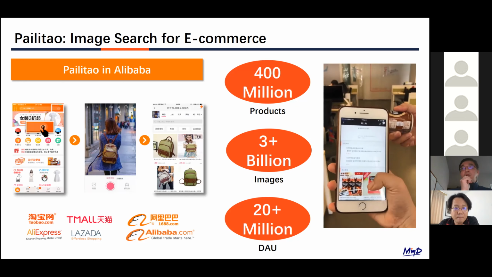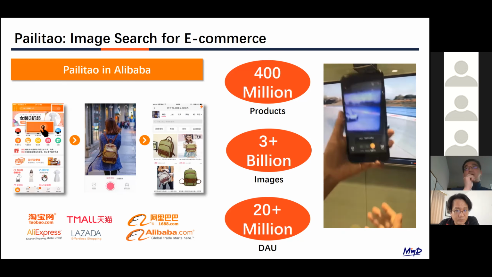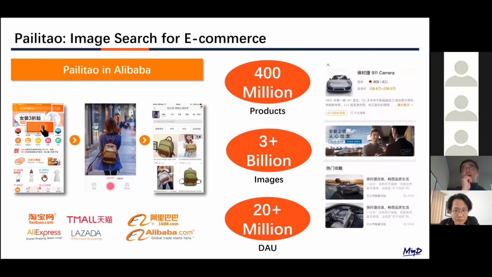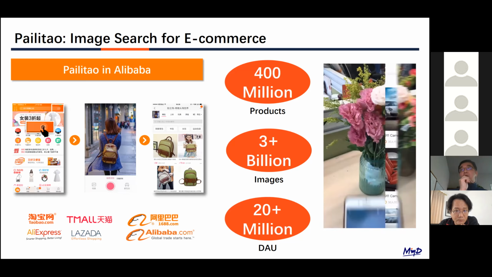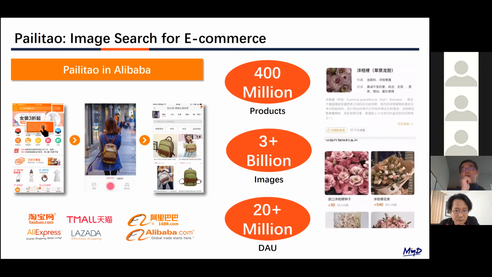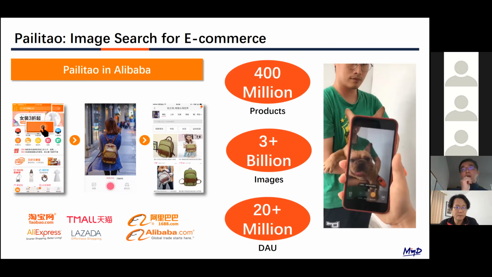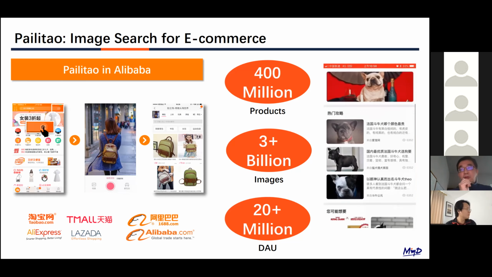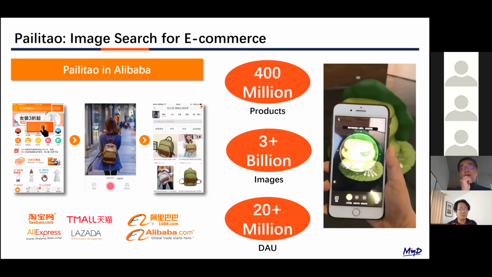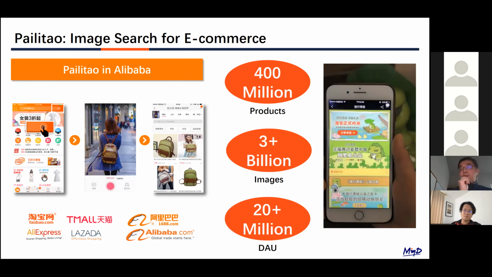One of the challenges that we're facing here is large scale. As you can see, we have 400 million products. We also have over 3 billion images and 20 million daily active users. So this is a gigantic system you have to deal with.